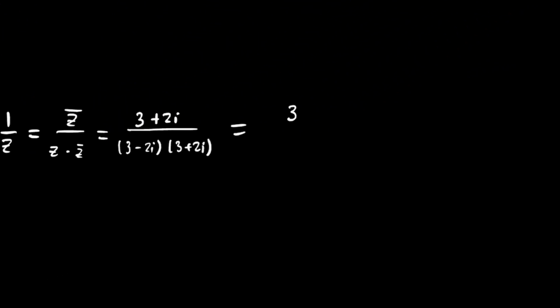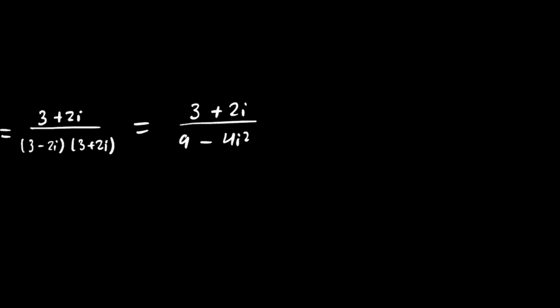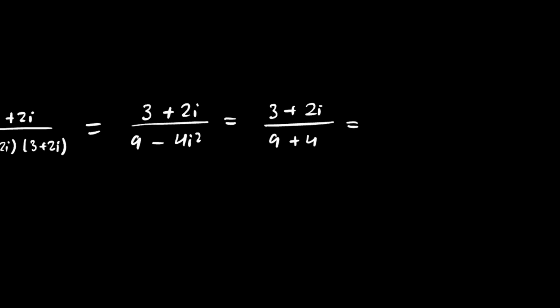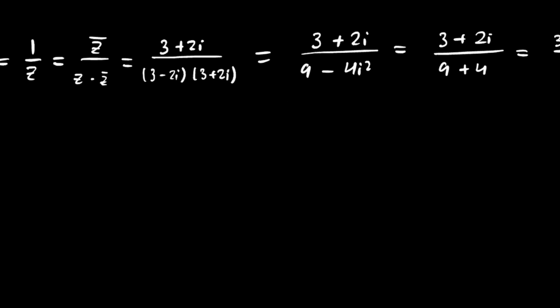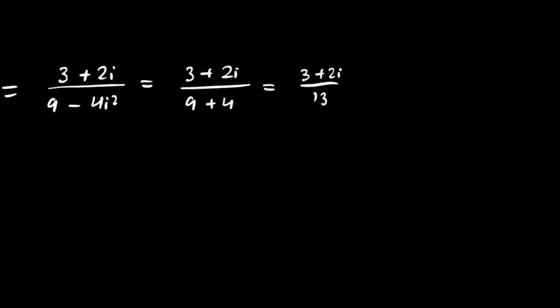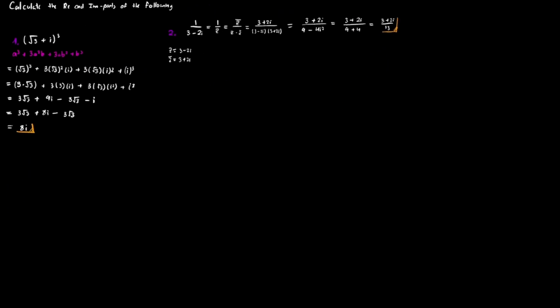So we continue on, 3 plus 2i, and then here we're going to have 9 minus 4i squared, right? This will change into 9 plus 4. Why? Because of the i squared. So that is equal to 13. So at the end of the day, this is basically that. This is our result. We can continue on.